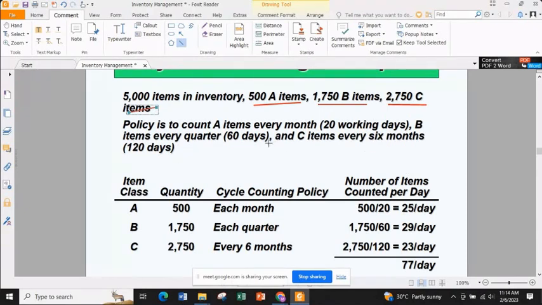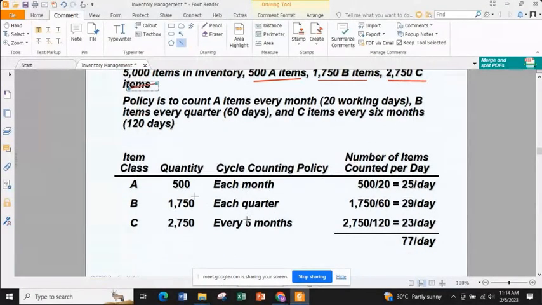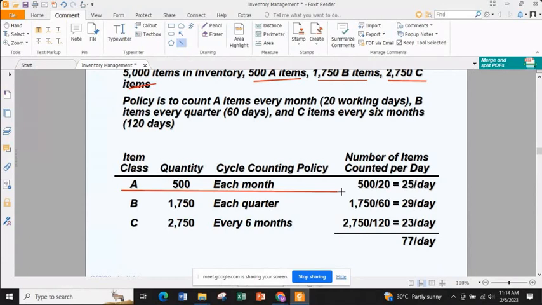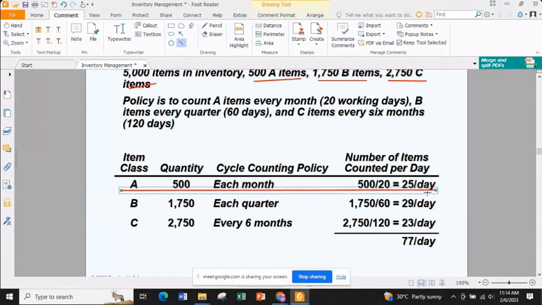So once you have identified A, B and C, you don't need to count the C items every month. So you can reduce your manpower and focus only on A and B. Due to the huge cost, huge amount, you need to count every month. So you require 25 per day. Every day you can count 25.